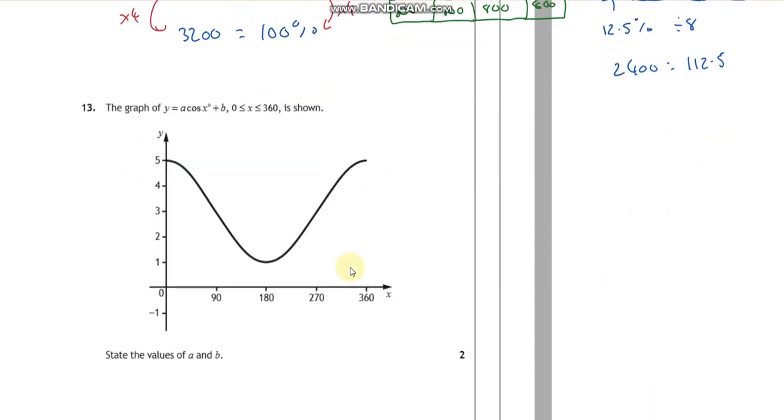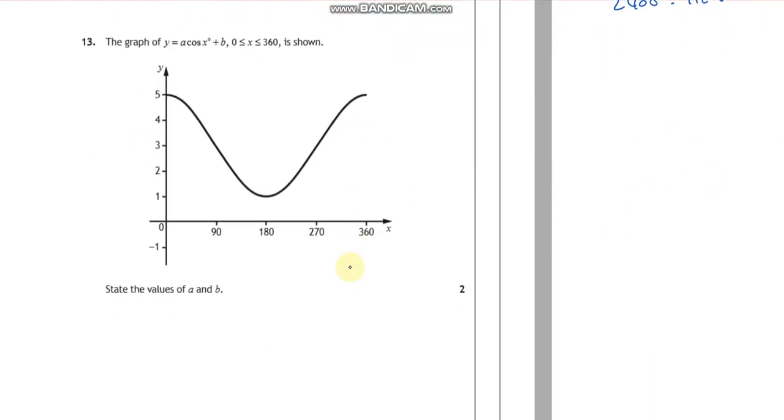Okay. Next one, this is a great 2 marks to get as well because it's very visual and you know or you don't. Okay, so the A is all about the height and the B is how much it's moved up or down. Sometimes you get a number in here, which is how many waves have you got in 360. In our case, we've got 1. So that number would just be 1. So that's how many you've got. We'll do the moved up or down in a sec.